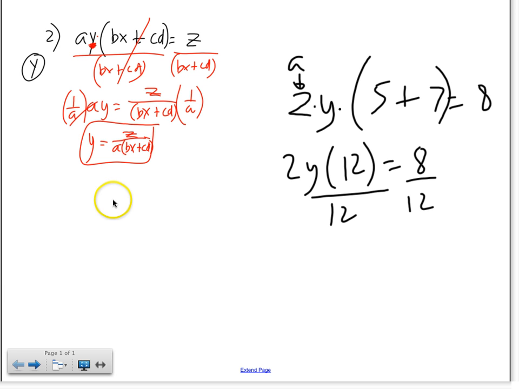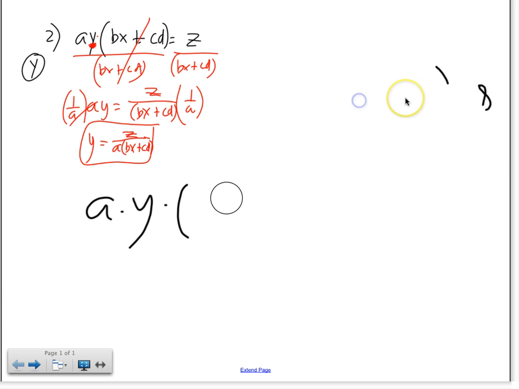Because notice that A, how does A link to Y? It's multiplying. And how does Y link to the parentheses? It's also multiplying. So the only opposite operation for multiplication is dividing. That's why I divide. And don't forget, the mentality is if it's inside the parentheses, it is treated as one whole, one group. If you are to get rid of it, you have to get rid of it all at once.